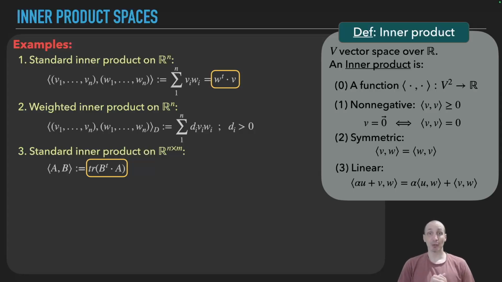Okay, so now we have a well-defined function which is linear and symmetric, and we only need to show that it is non-negative. And the way that you prove that it is non-negative is by actually writing down what it means. So if you open up the trace of B transpose times A, you get that it is just the sum of Aij times Bij, where ij runs over all the coordinates.